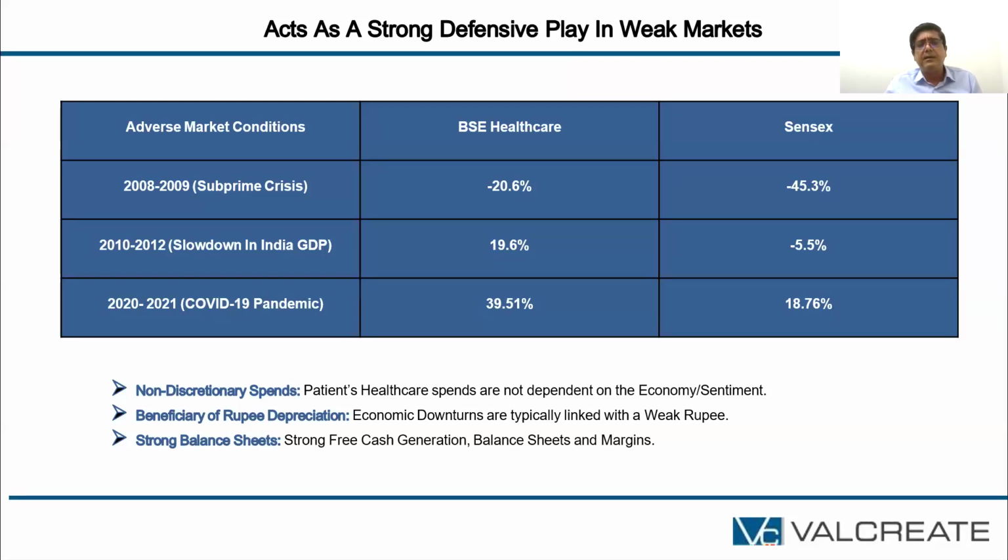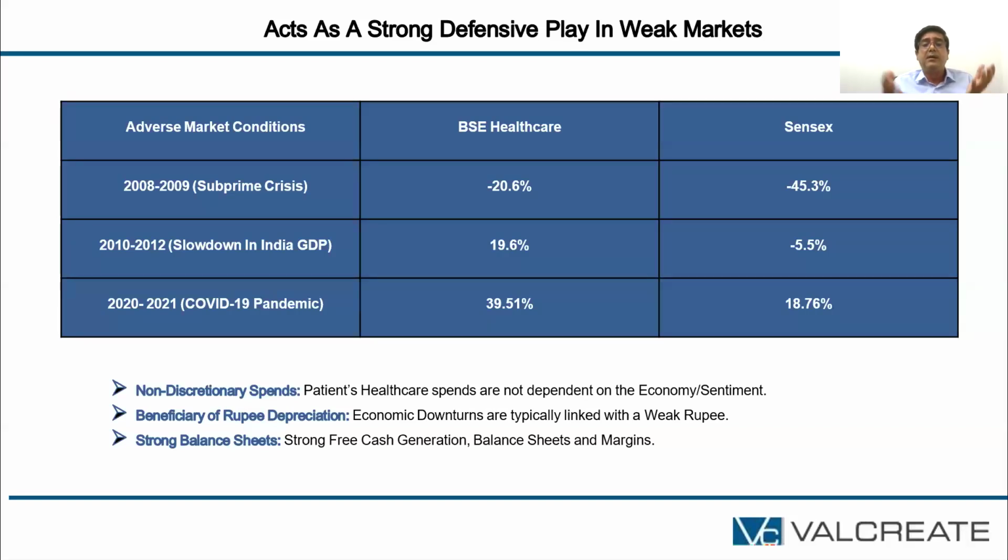It is highly dependent on non-discretionary spends, which means that the patient does not have the ability to cut spends on healthcare, whereas you can cut your spends on luxury items. You cannot cut your spends on healthcare. The other attractive part for Indian companies is rupee depreciation, which helps the exports segment a lot. And exports is a significant proportion. I think 50% of the Indian pharma sector is exports. So that is a big plus if the rupee depreciates for Indian companies.